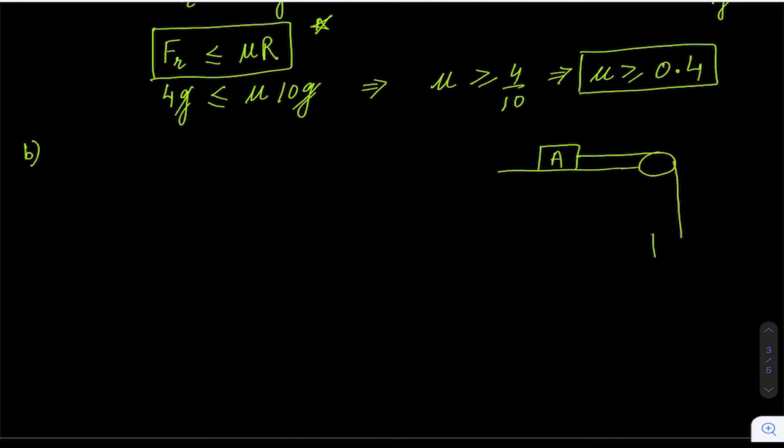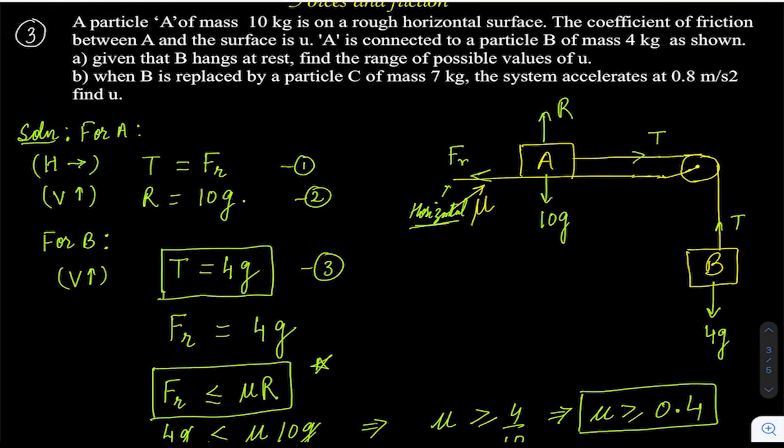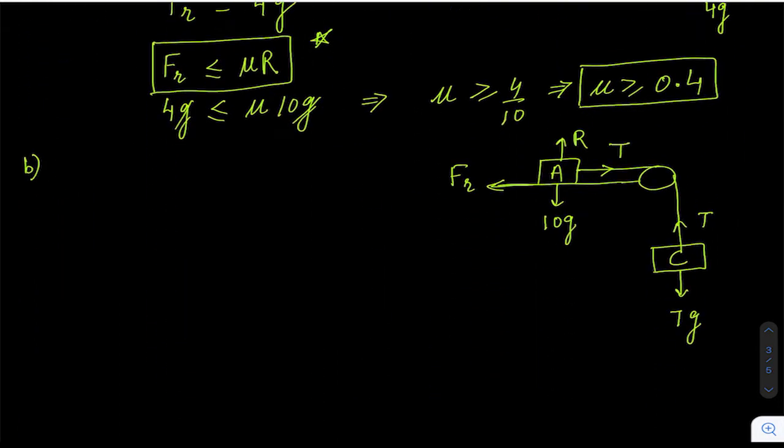So instead of B, now we have a particle C of mass 7 kg. So this will be 7g, this will be my tension, this will be my tension, frictional force will be acting backwards in this direction, frictional force. This is my mg, 10g, and this will be my reaction force R. And what else is given that is important is this: the system accelerates at 0.8 meter per second square.